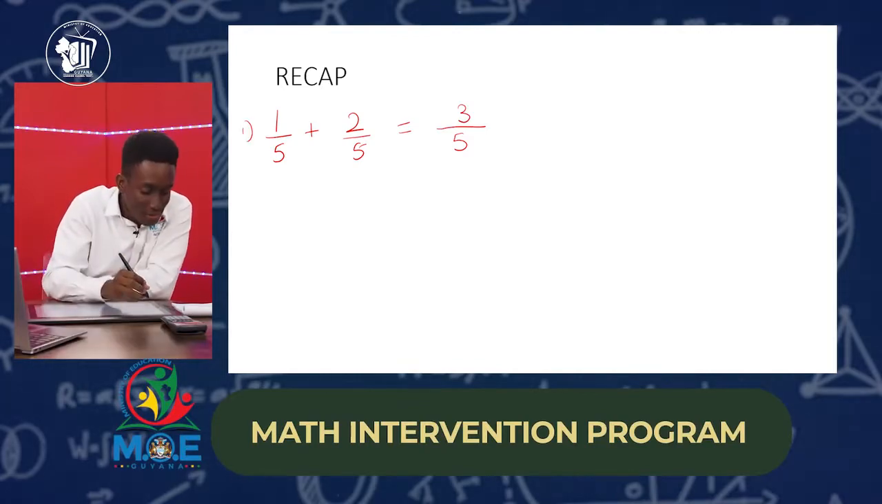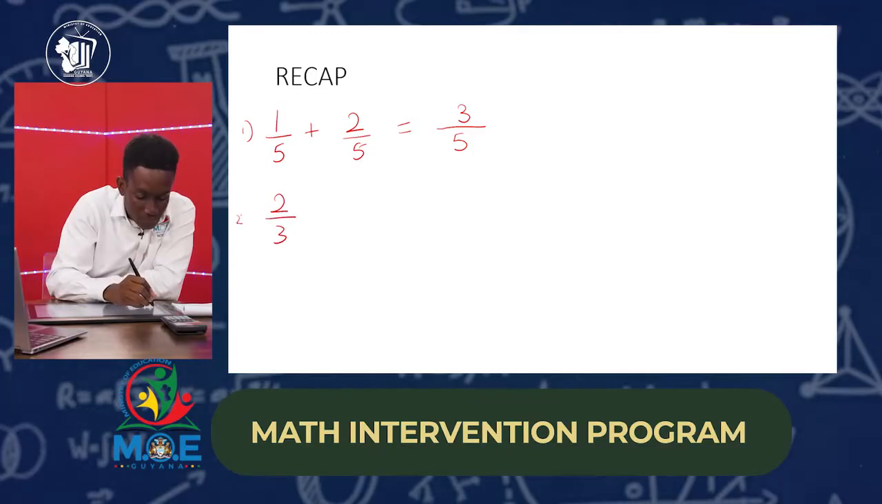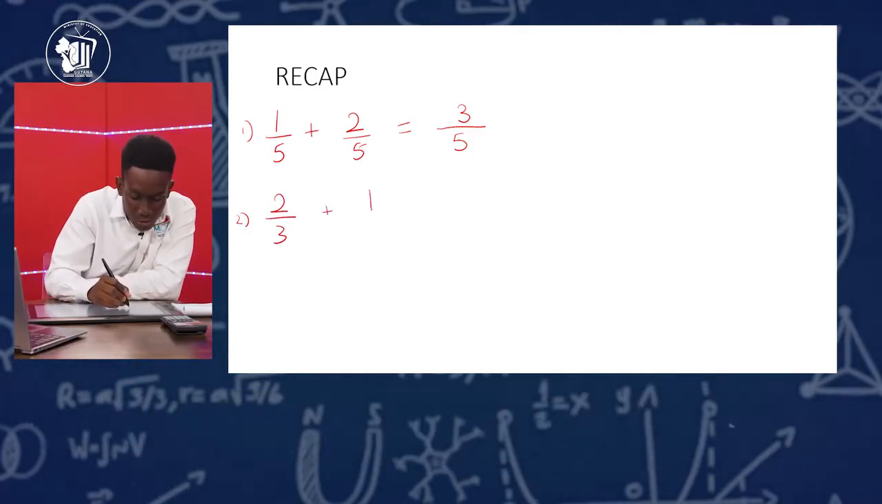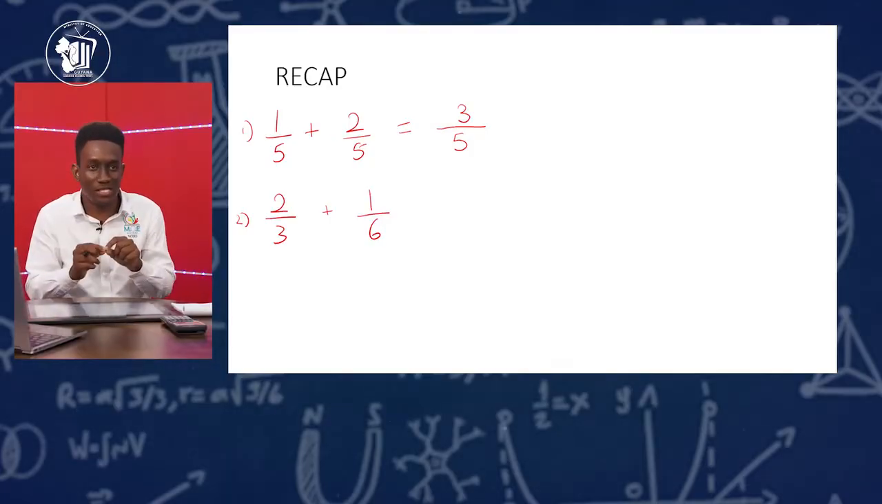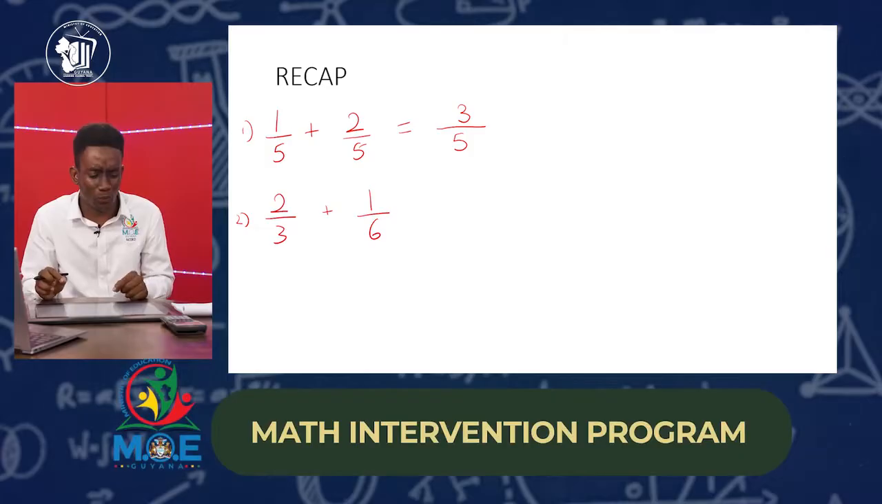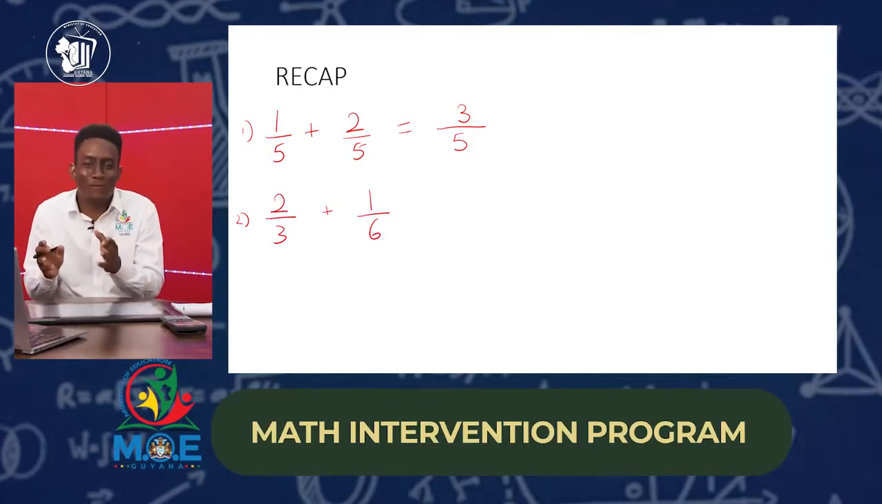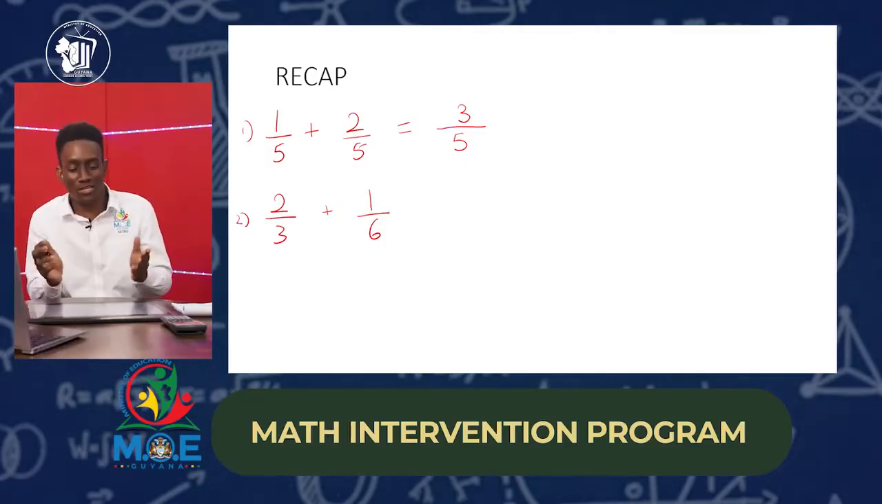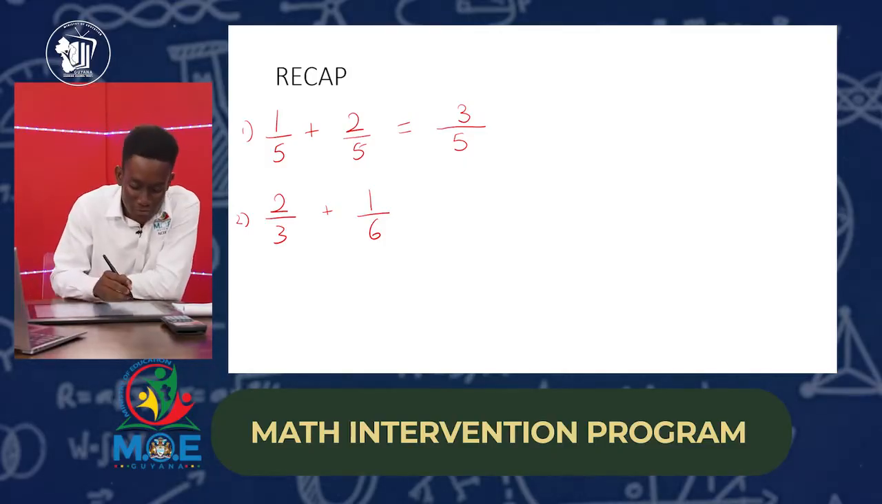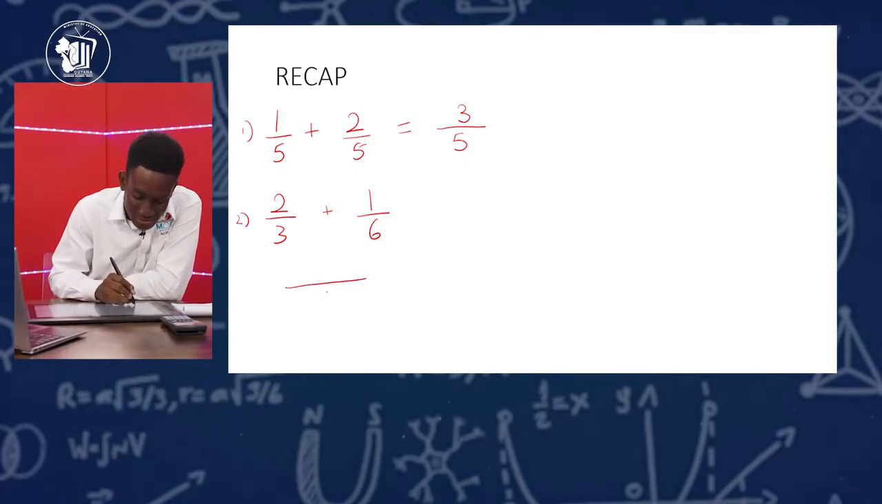Let's look at another example. Let's say we have 2 over 3 plus 1 over 6. In this case, we see the denominators are not the same. So what do we do? We find the LCM. We know that we have to find the LCM. So we find the LCM of 3 and 6, which will simply be 6.